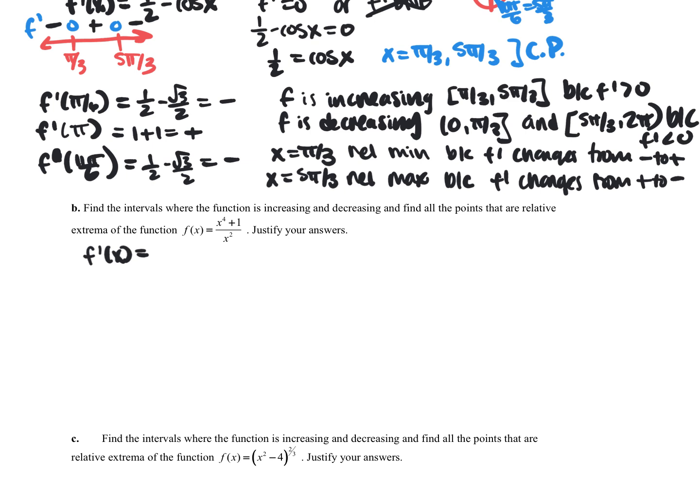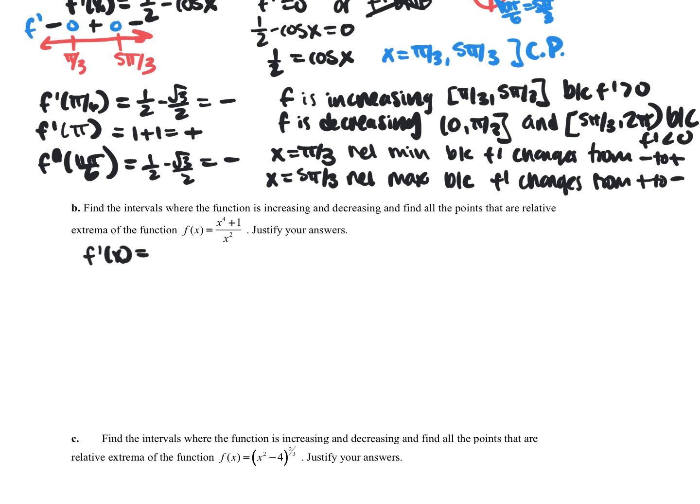So just write down the function x to the 4th plus 1 over x squared, and we're going to do the same thing we just did. Find increasing, decreasing, relative extrema, and justify. So you don't need to write down the whole thing. I would just write down the equation. You know what we're going to do. So x to the 4th plus 1 over x squared.